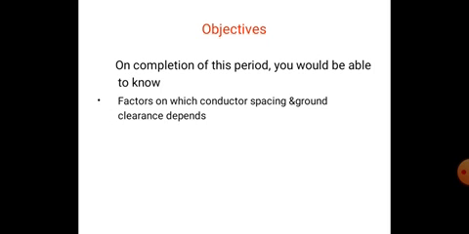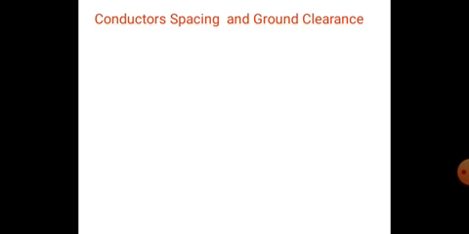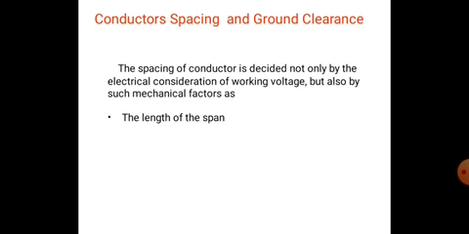Right. So what are the factors affecting the conductor spacings? There are many factors on which conductor spacing and ground clearance depend. The voltage level of the conductors plays a crucial role in determining the conductor spacing, to decrease the mutual induction. The conductor spacing is directly proportional to the system voltage, as shown in the equation.